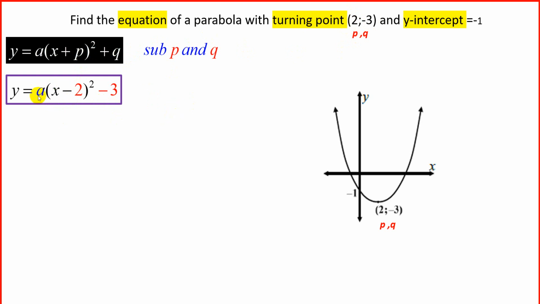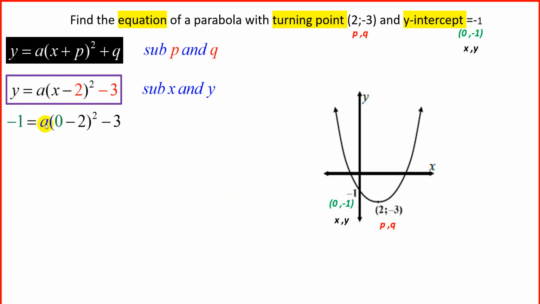Our aim is to find a. For us to find a, we need to substitute x and y. Looking at the graph, do we have a point? Yes, we have a point on the y-axis at -1. So we're going to substitute this point. Remember, if the y-intercept is -1, the coordinates are (0, -1), which means x is 0, y is -1. So we're going to substitute this point for x and y.